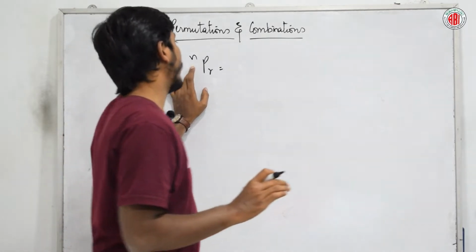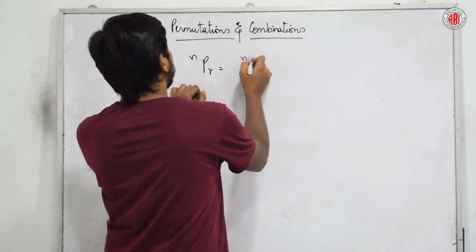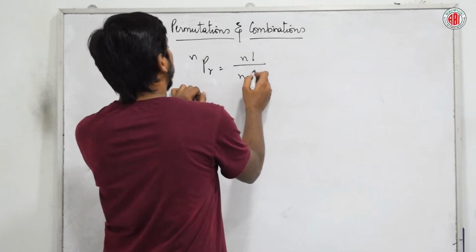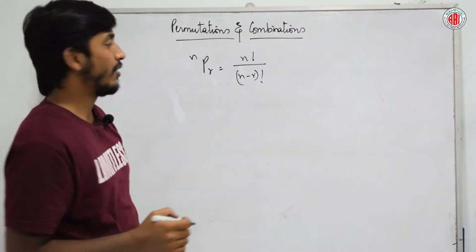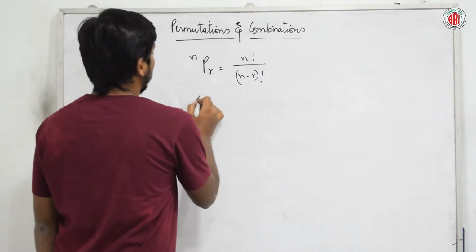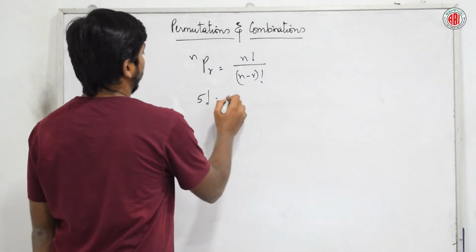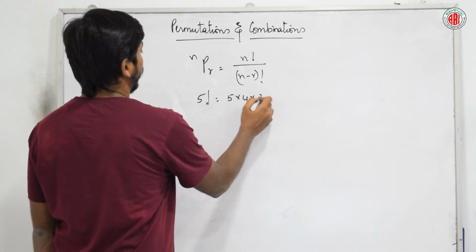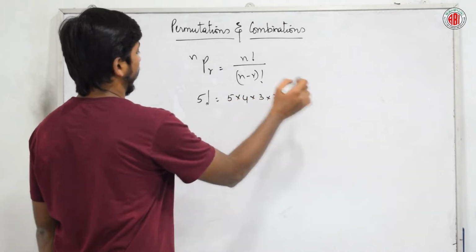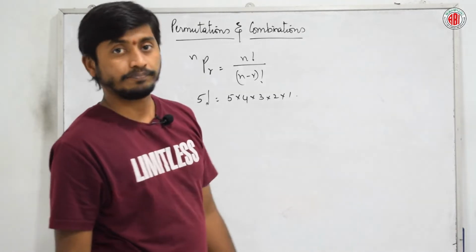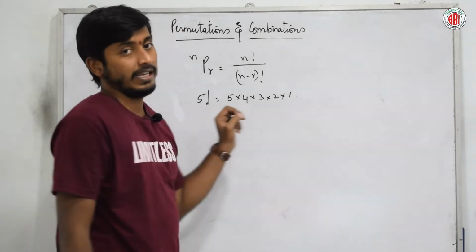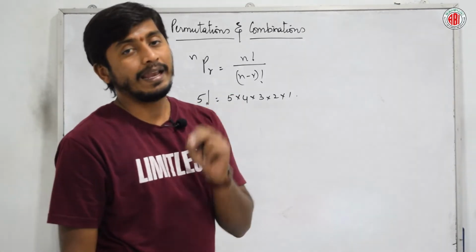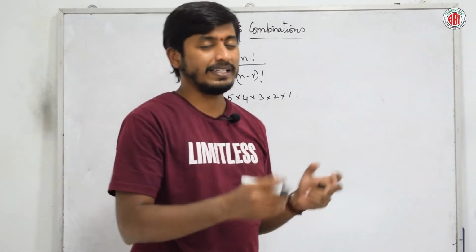So the formula is given by nPr, which is n factorial by n minus r factorial. What is this factorial? This factorial is nothing but a simple number. Let us say if it is 5 factorial, we'll write it as 5, 4, 3, 2, 1. Done? Do you understand?